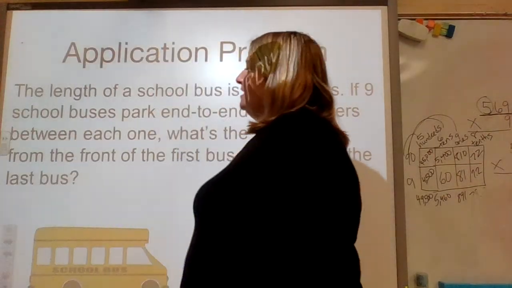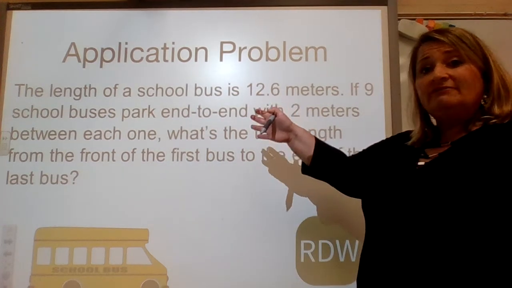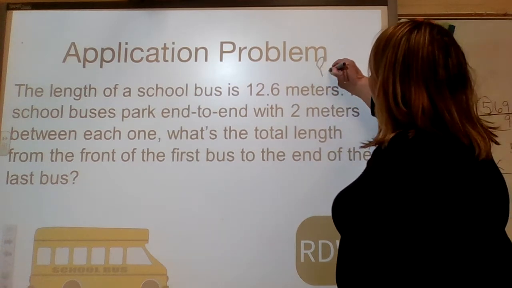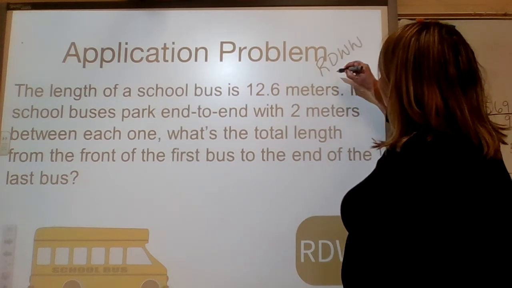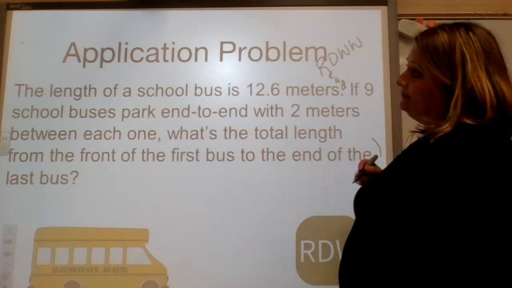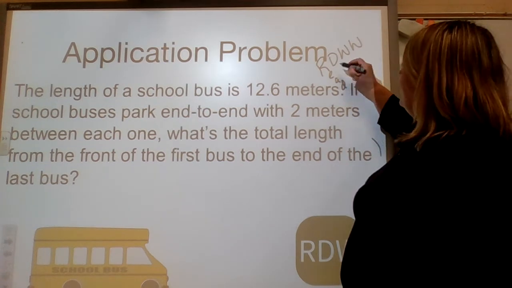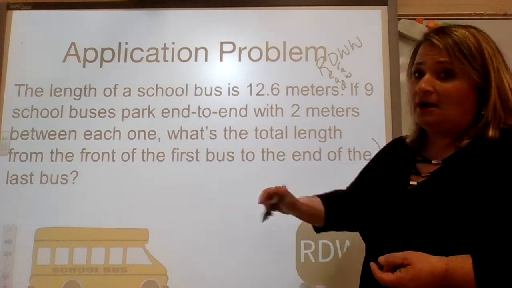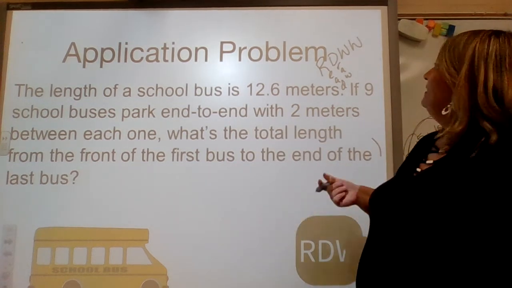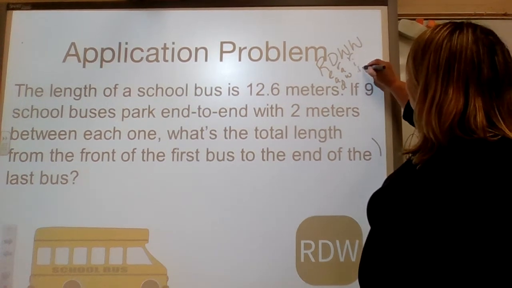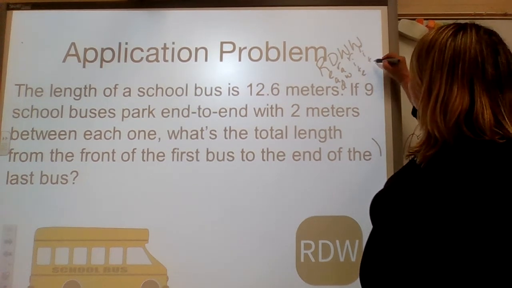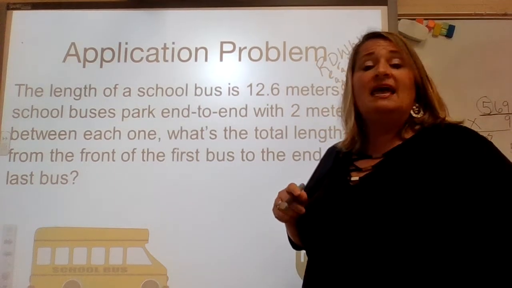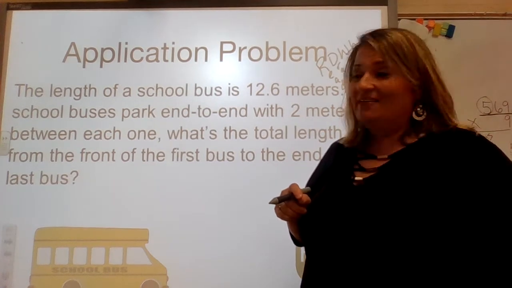Okay, let's look at the application problem. Remember, when we are solving word problems, we are following a model. And that model is RDWW. I need to read the problem at least twice. I need to draw the problem out. It may be a tape diagram. It may be an area model. It may just be our thinking. And then I'm going to write an equation, and then I'm going to write to explain. And you guys might say, write to explain? Yes, we're going to use words and math.